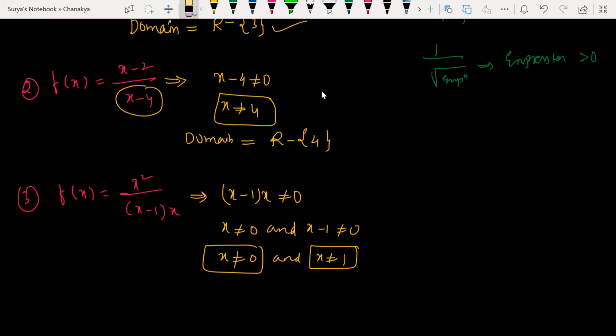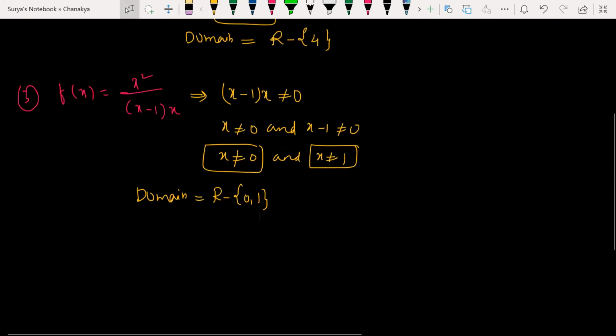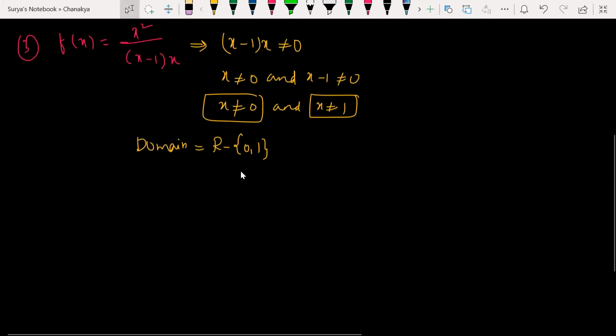All right. So what is the domain now? Domain is all real values except two values, which are 0 and 1. Very simple. Yes or no? Are you able to understand? Yes, sir. Next question. Next, we'll solve the fourth one.